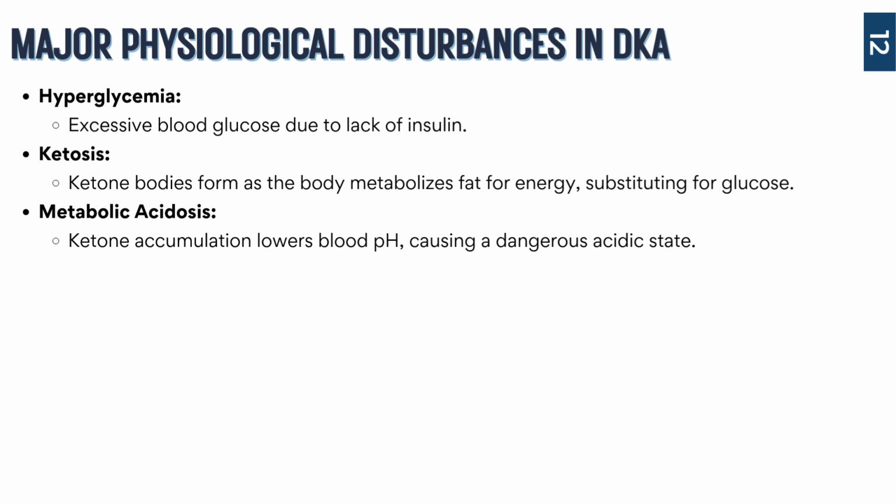So diabetic ketoacidosis is a combination of three interconnected physiological issues: hyperglycemia, or high blood sugar, ketosis, and metabolic acidosis. Okay, so let's go through each of these to understand how they impact the body and contribute to DKA. With hyperglycemia, that's the first major disturbance in DKA. Hyperglycemia simply means high blood sugar. In DKA, glucose levels can often exceed 250 milligrams per deciliter. Because there isn't enough insulin to move the glucose into the cell, the blood sugar builds up in the bloodstream.